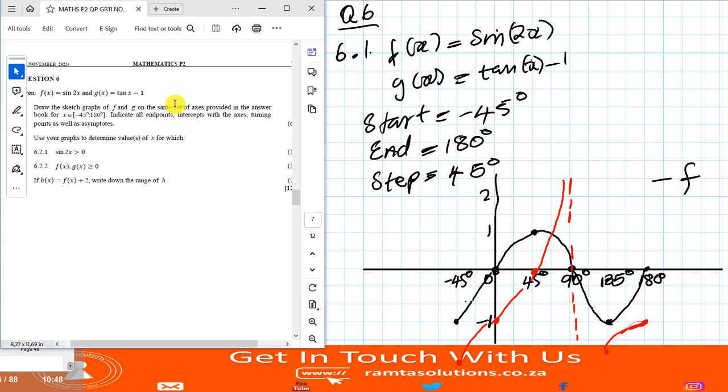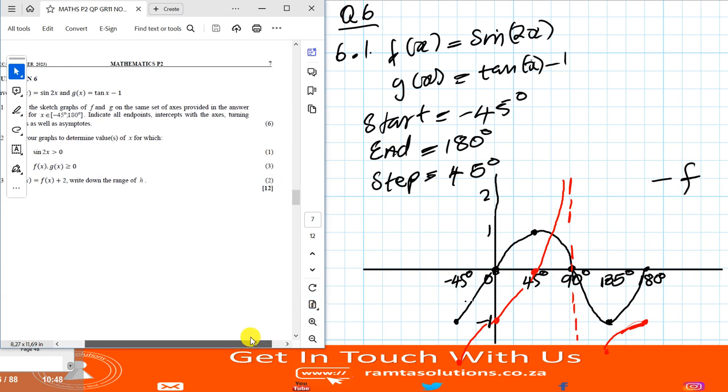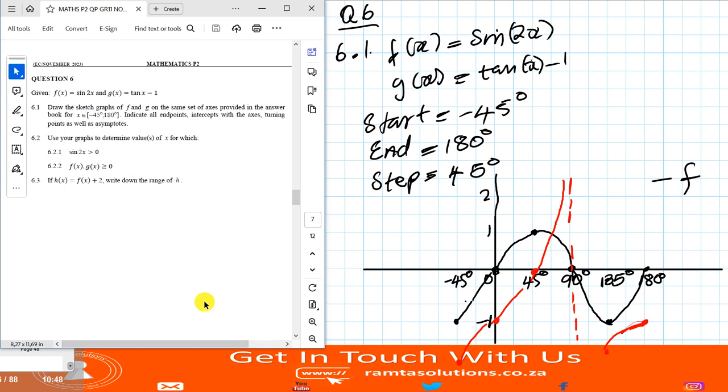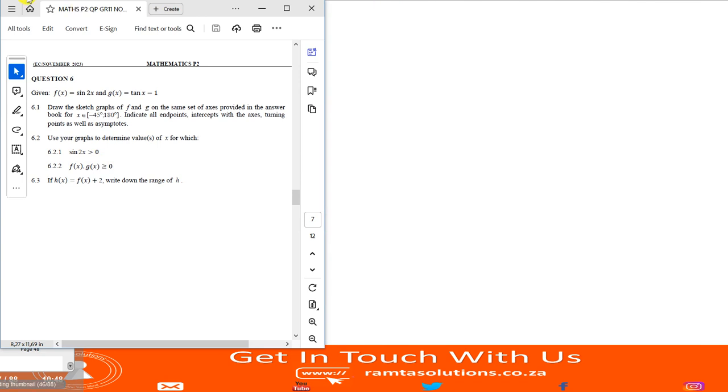Now, by the way, I should say this one is g. They say use your graphs to determine the values of x for which sine 2x is greater than 0. I'm going to go into the next page and I'll show you what it means.